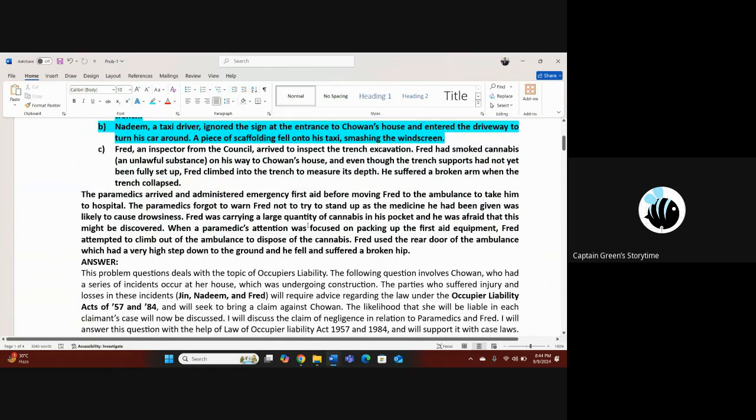Okay, now coming to the last situation, let's see what happened with the paramedics. The paramedics arrived and administered emergency first aid before moving Fred to the ambulance to take him to the hospital. The paramedics forgot to warn Fred not to try to stand up as the medicine he had been given was likely to cause drowsiness. This is fact number one, which is important. Fred was carrying a large quantity of cannabis in his pocket and he was afraid it might be discovered. When a paramedic's attention was focused on packing up the first aid equipment, Fred attempted to climb out of the ambulance to dispose of the cannabis. Fred used the rear door of the ambulance, which was at a very high, steep drop down to the ground, and he fell and broke his hip.